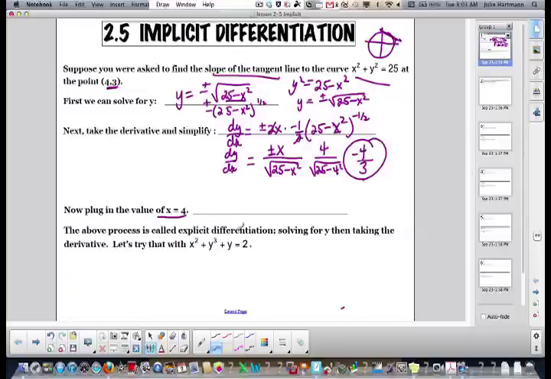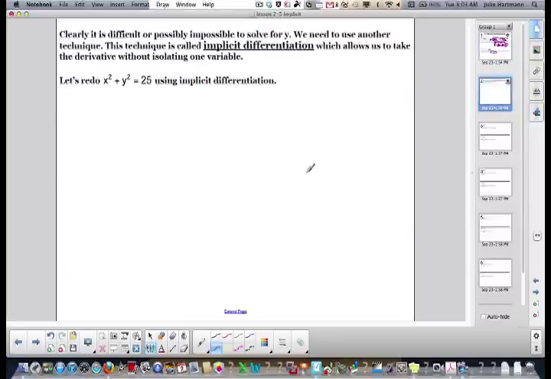Now, that is called explicit differentiation. That means we can solve for y and then take the derivative. Now, can we do that with this problem? Can we solve for y? Y cubed and y, not really. So we're going to go back and talk about implicit differentiation. When it's difficult or impossible to solve for y, we need to use what's called implicit differentiation, and that allows us to take the derivative without isolating one variable.